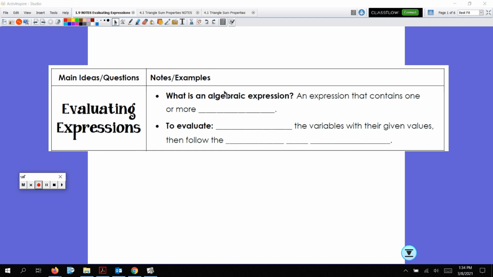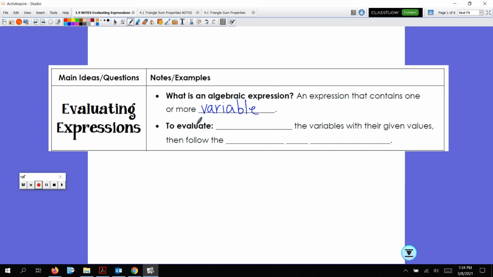What is an algebraic expression? Well, it's an expression that contains one or more variables. And I should be typing this because I can type a lot faster than I can write. But you all have to write this too, so we're writing it together. Remember, a variable is like X or Y or N or any letter that represents something, okay?